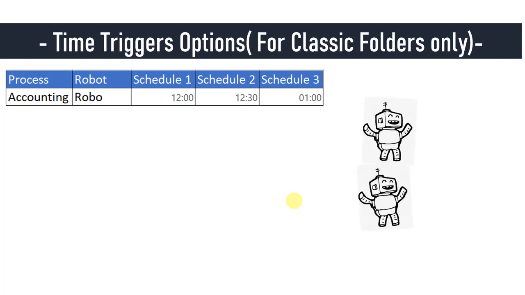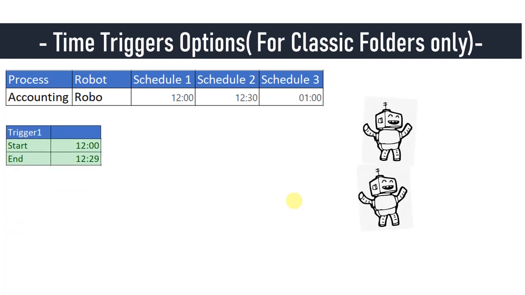the process is scheduled to run thrice. So we create a schedule on the same robot, on the same process, 3 times: 12, 12:30 and 1 p.m. So in an ideal scenario, when everything is okay, the process will start at 12, it will stop, then it will run at 12:30, it will stop, and then it will run at 1 p.m. Let's see what scenarios we need to take care of in the time triggers.